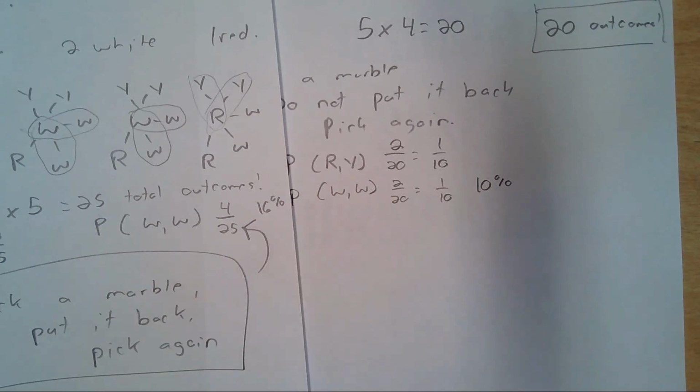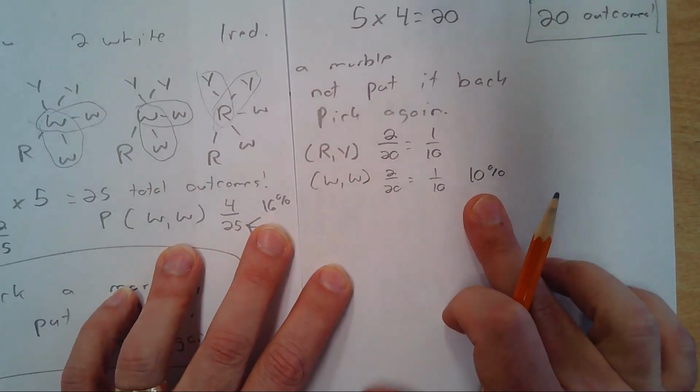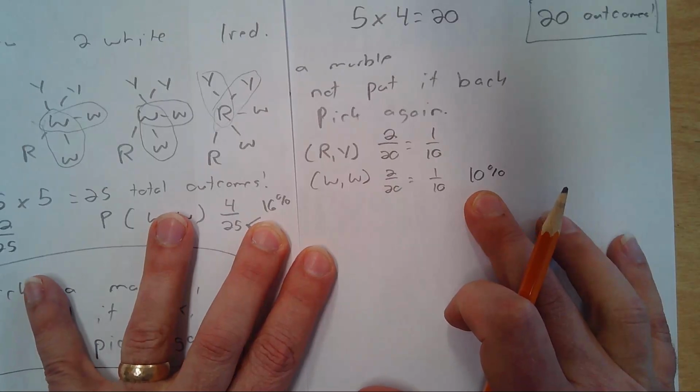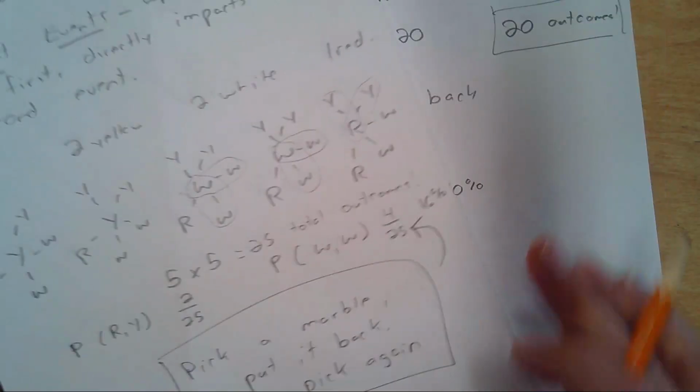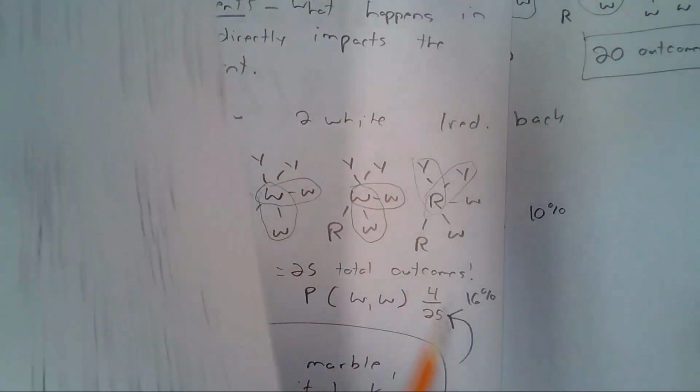So this is a dependent event. Whatever happens the first time will directly change the outcomes that are available to me the second time. It will also change the probability of what's going to happen in the event. Make sense? Yeah. Okay. So I'll give you one here.